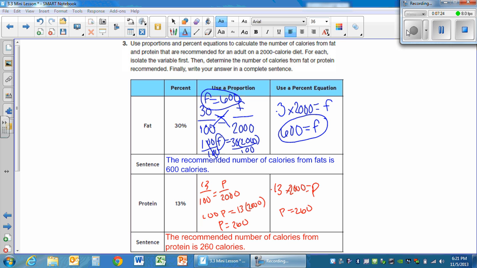Here's your answer for how many calories to eat of protein per day. You should have gotten 260 calories per day. You now need to go through and finish number 4, 5, and 6, and when you're done, press play.